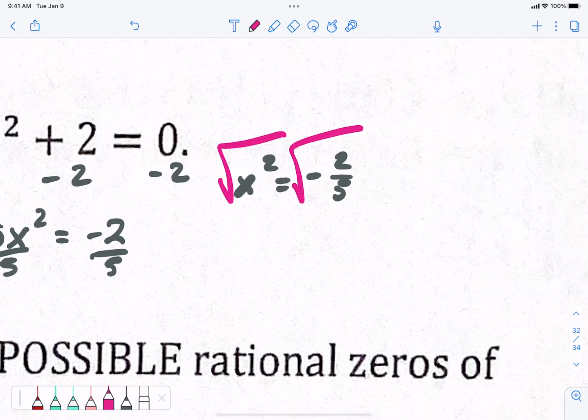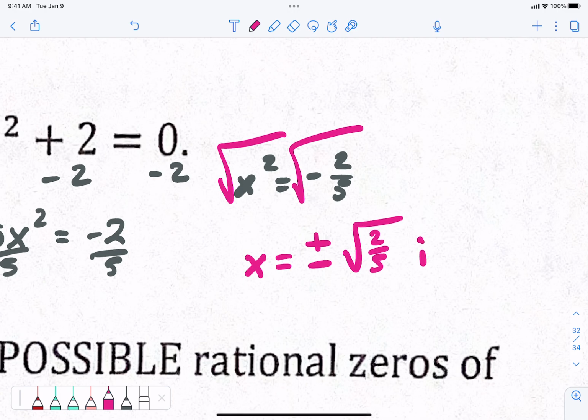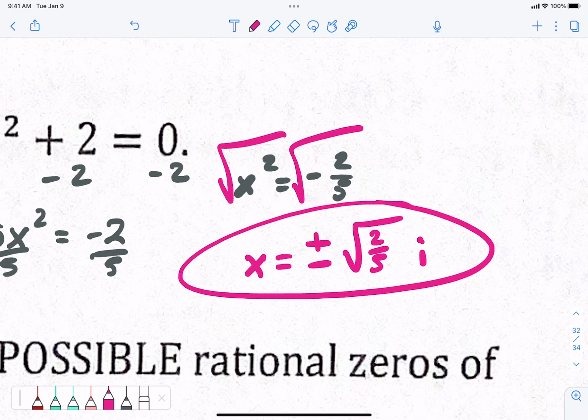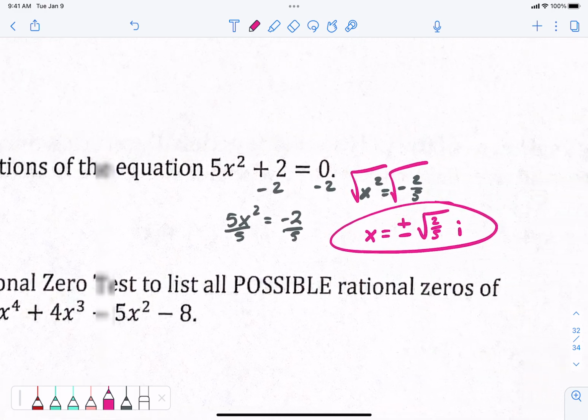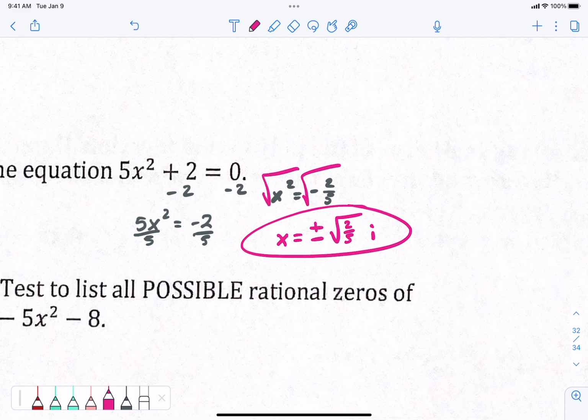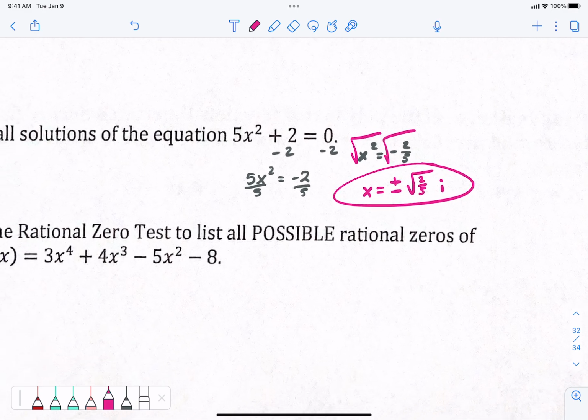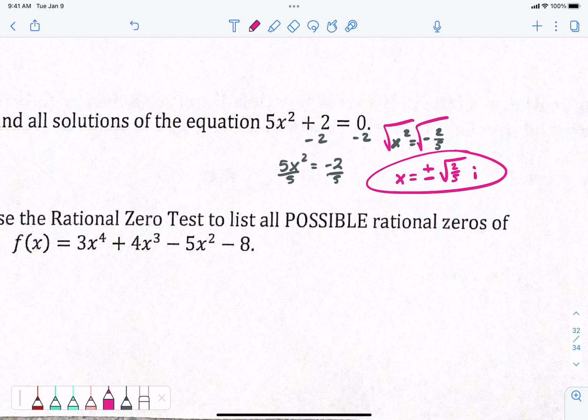What's the square root of negative 2/5? It's an i. Plus and minus the square root of 2/5 times i. So what does that mean? We just found the zeros or the solutions. That means he has imaginary zeros. He's not going to cross, right? And this one just lists the possible ones.